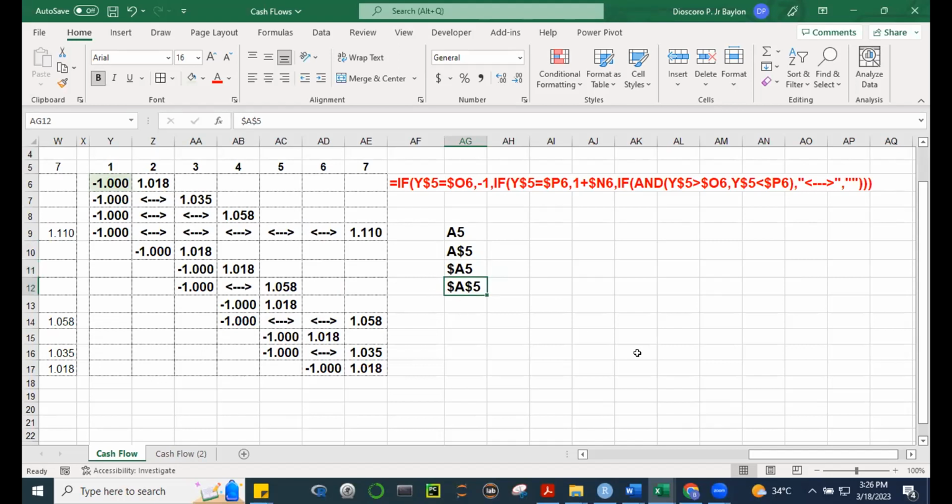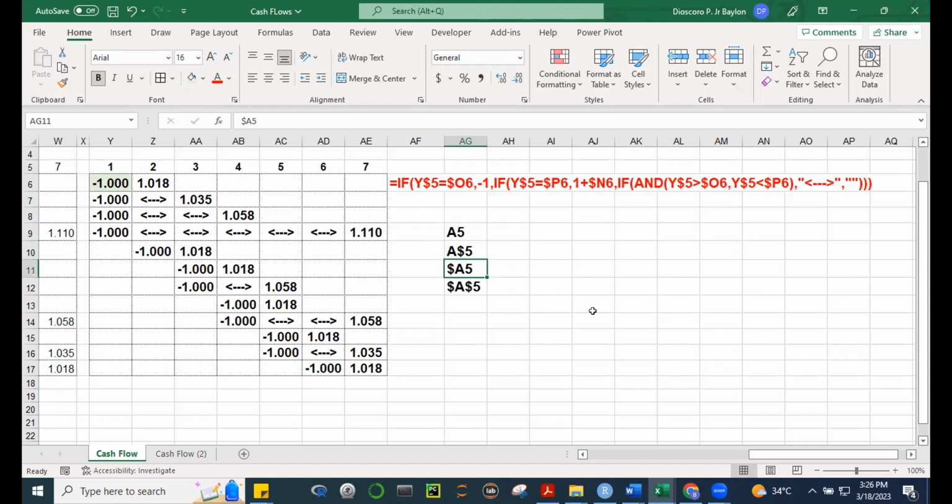On the other hand, this one is $5. It means that you're fixing both the column and the row. So when you use this formula, when you copy it to any of the cells, then it will not move anymore. Nakafix na siya dyan. On the other hand, $5, when you copy this to any cells, it will not go out of row 5. It can move along the columns, but not row 5.